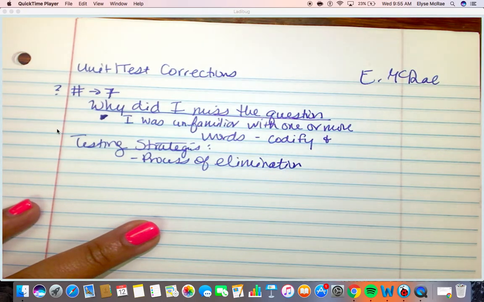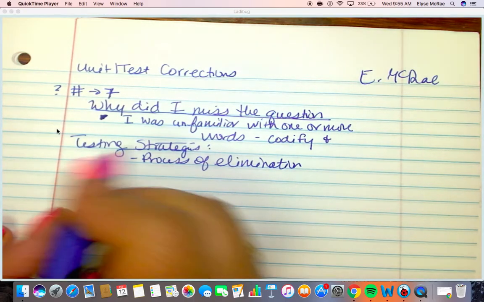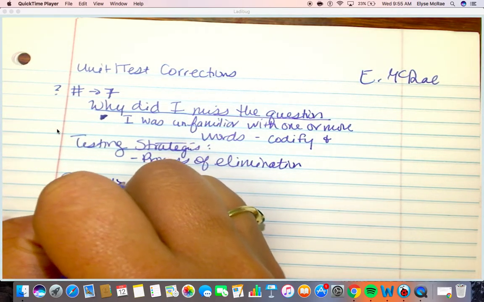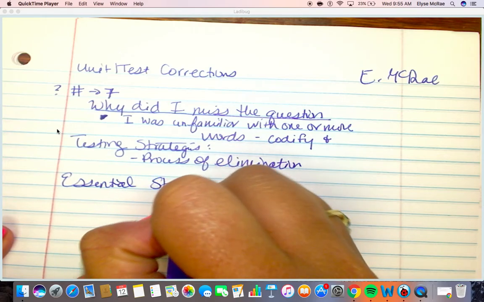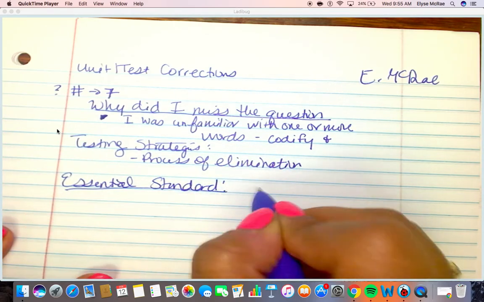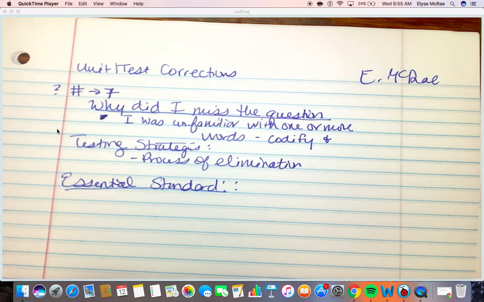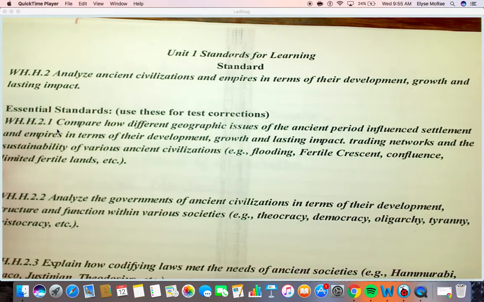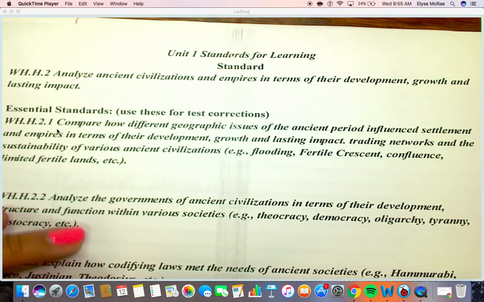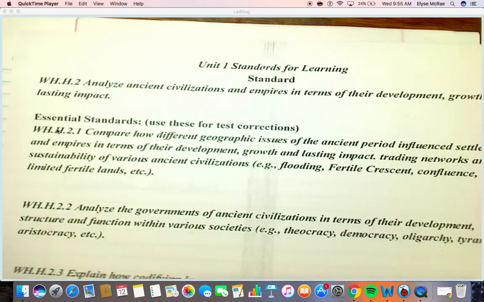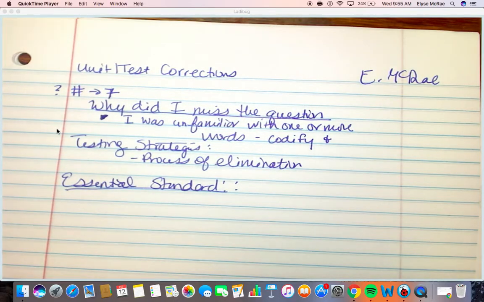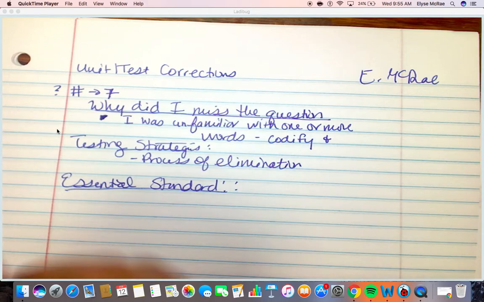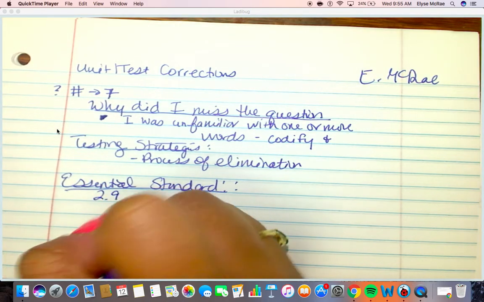Okay? Then the last two things you need to do is you need to put your essential standard. Your essential standard, you'll get a paper like this that has your essential standard for each unit. You'll look at the question that you missed, and then you'll pick from the essential standards which ones you think go with the question. So, for instance, Miss McCray missed a question about the pyramids being an awesome achievement. So my essential standard is going to be 2.9 for world history.